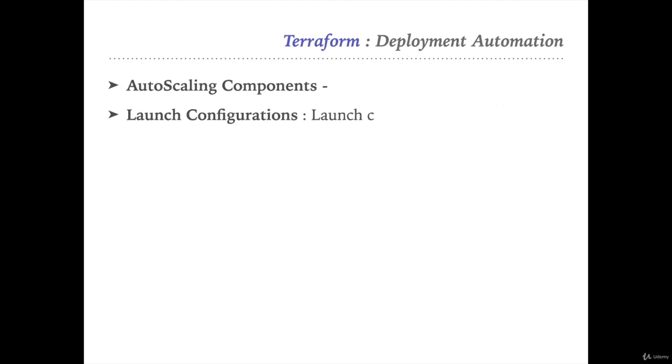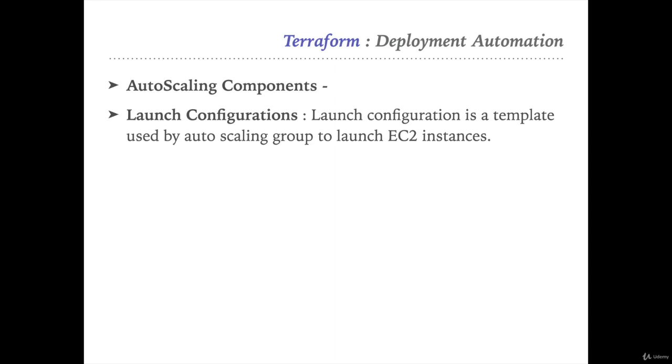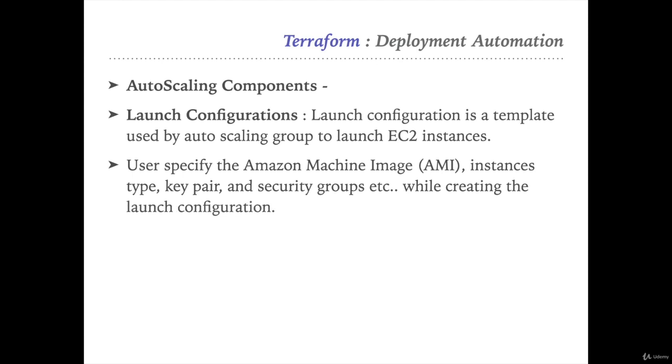The next component of auto scaling is the launch configuration. A launch configuration is a template used by the auto scaling group to launch EC2 instances. As I told you, how will the auto scaling group identify the configuration of your server? For that, you need to create a template, and that template is called the launch configuration. The user specifies the Amazon Machine Image (AMI), instance type, key value pairs, security groups, and availability zone.